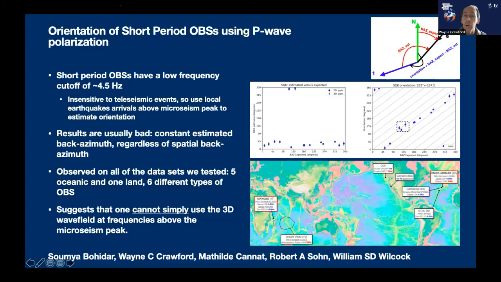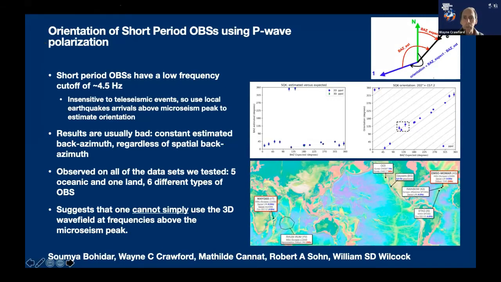And we discovered a problem with these that seemed to be a generic problem with short period and local networks. We wanted to communicate this, and we're still looking into the reasons behind it. It started with a network that we're working on in the Lucky Strike segment of the Mid-Atlantic Ridge, where we only have 5 stations. So we wanted to get the full 3D waveform in order to do focal mechanism calculations. And we found after a lot of looking that there was something wrong with the orientations we were getting. And so we started looking over a broader range.